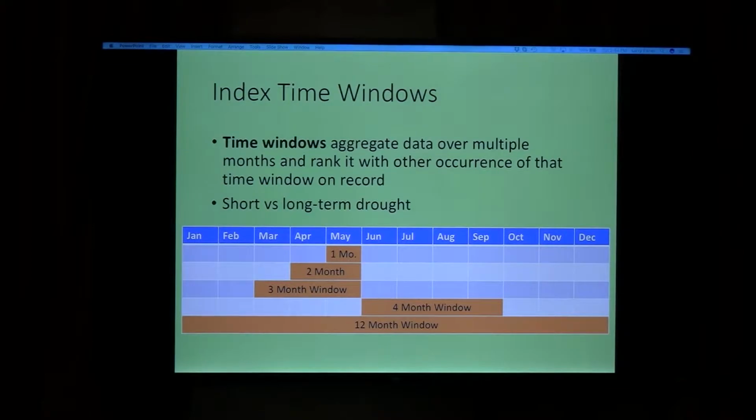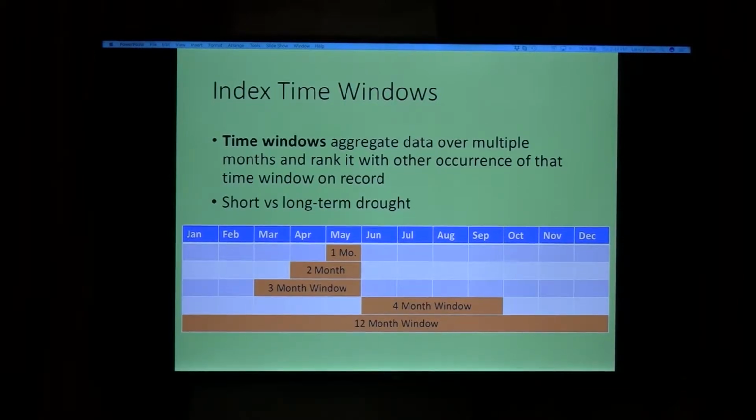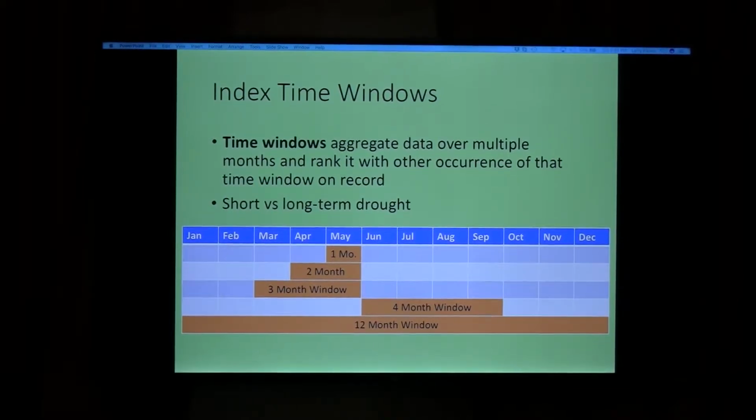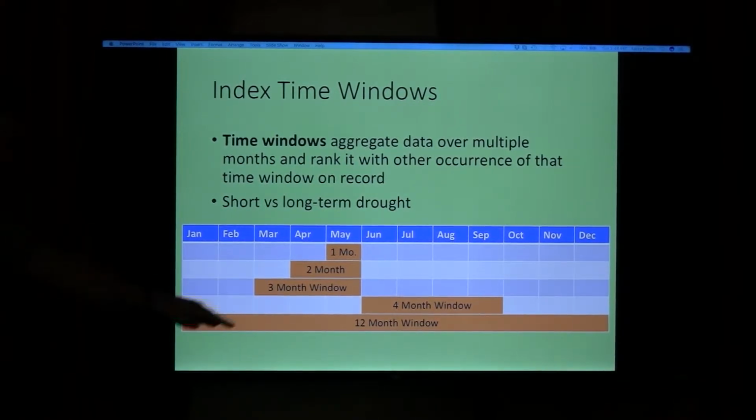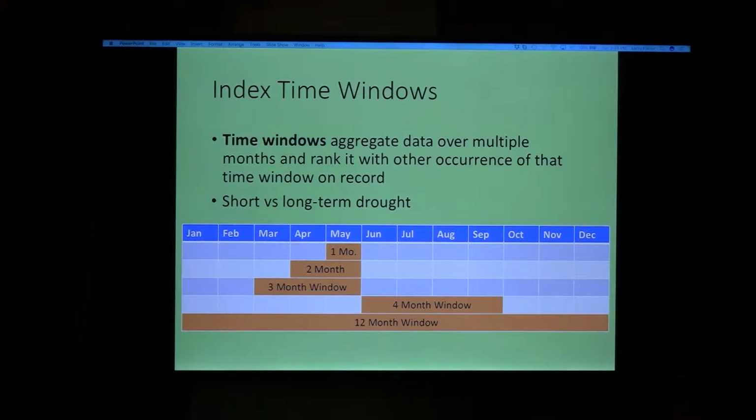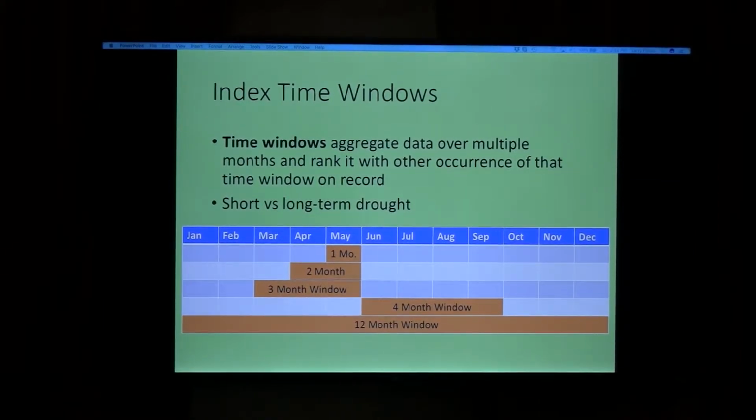And the last thing to talk about before we move into our project is this idea of indexed time windows, where time windows aggregate data over multiple months and rank it with other occurrences of that time window on record. So for example, if we were looking at the standardized precipitation index, or SPI, at a 2-month window, we would be aggregating precipitation data over, let's say for this example, April and May, and then comparing it to all other instances of April-Mays on record, and ranking them to see where that 2-month window performed.